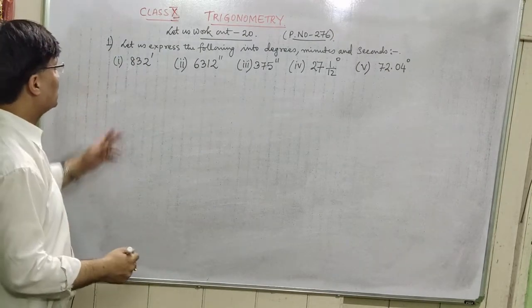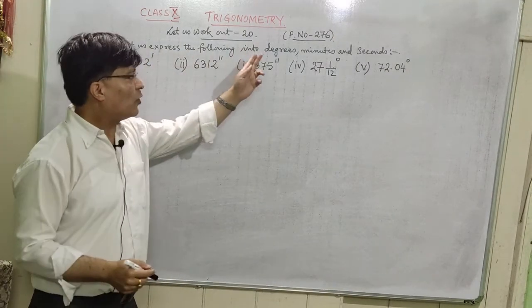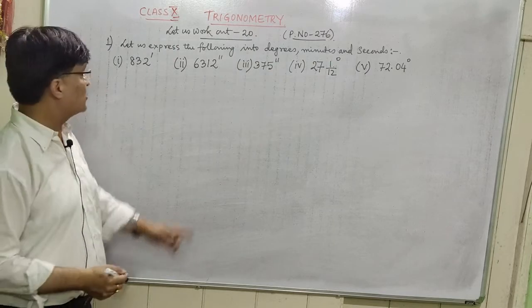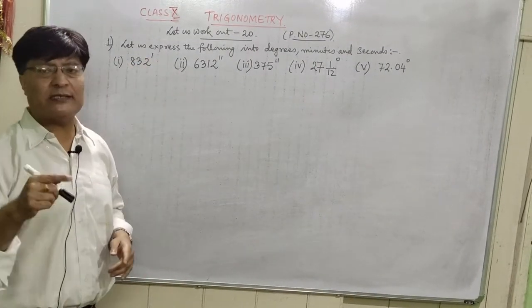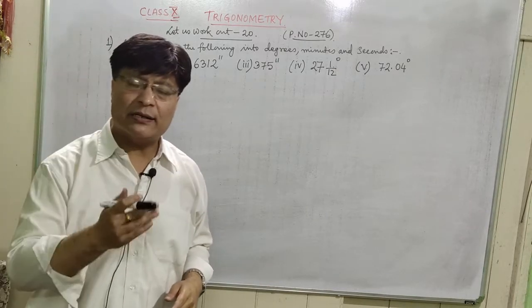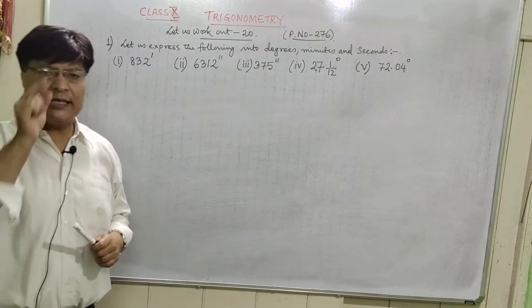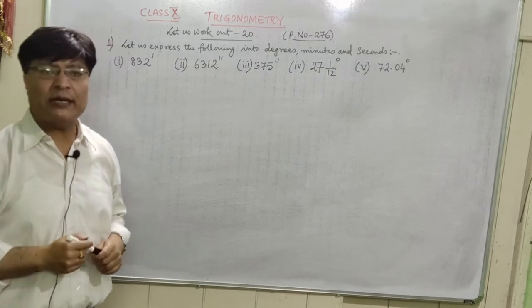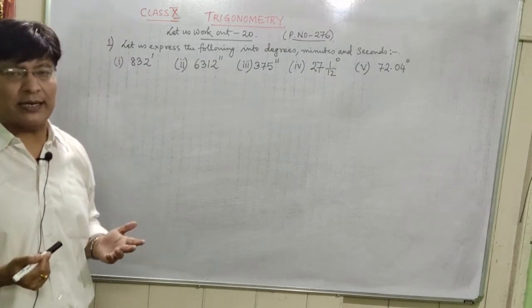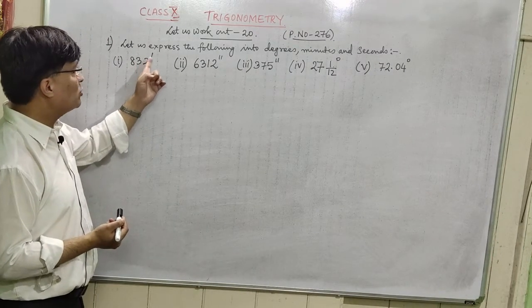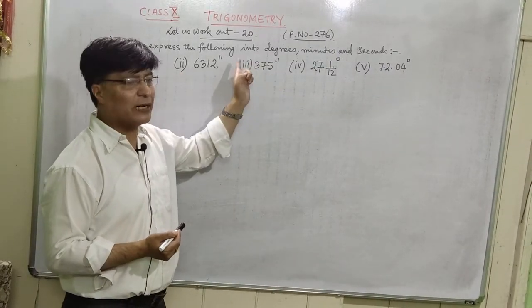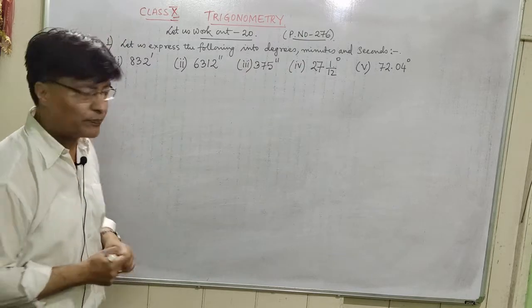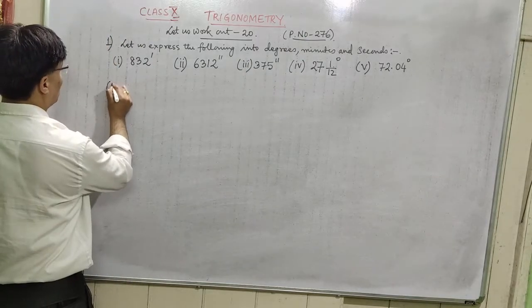Now let's do this question. Let us express the following into degrees, minutes and seconds. Number one is 832 dash. Single dash means, I already told you that single dash means minutes. If only a single dash is written, it is called minutes. So this is 832 minutes. If 832 minutes is given, where do we convert it to? Only to degrees and minutes. Okay? So let's do this number 1.